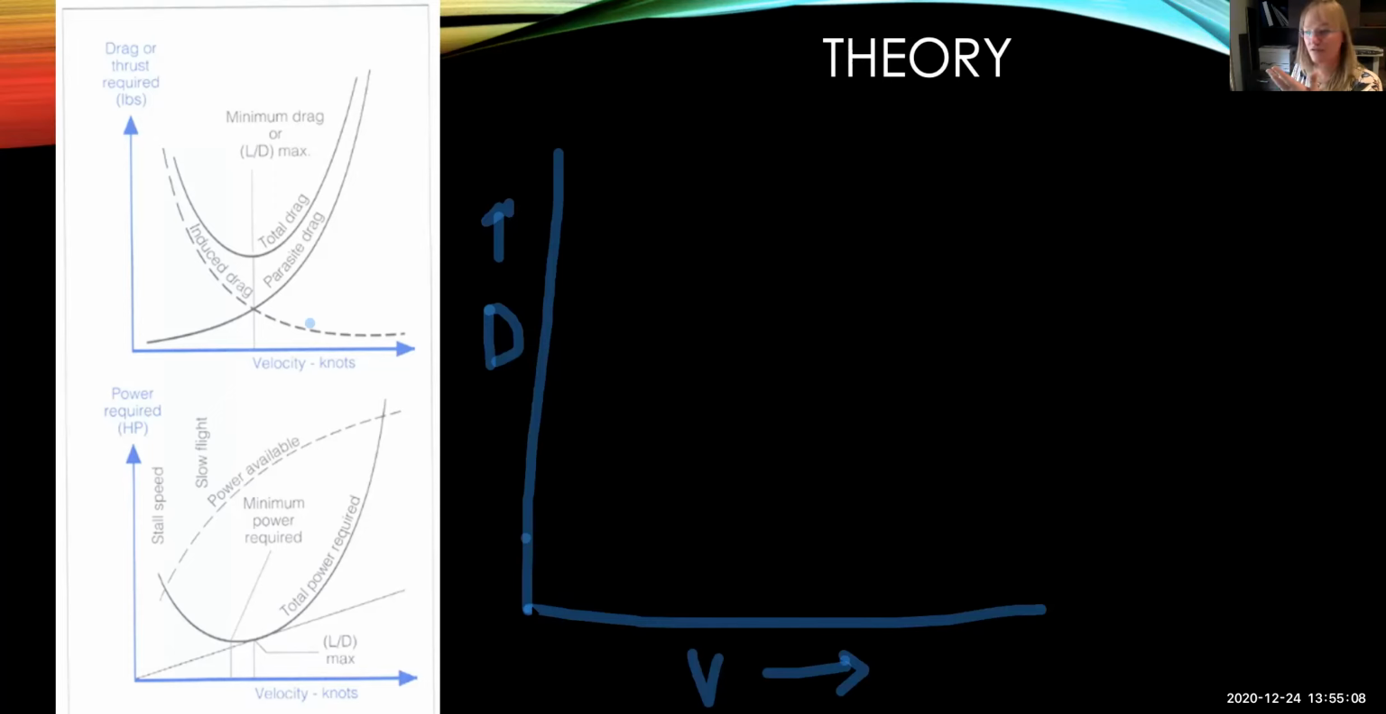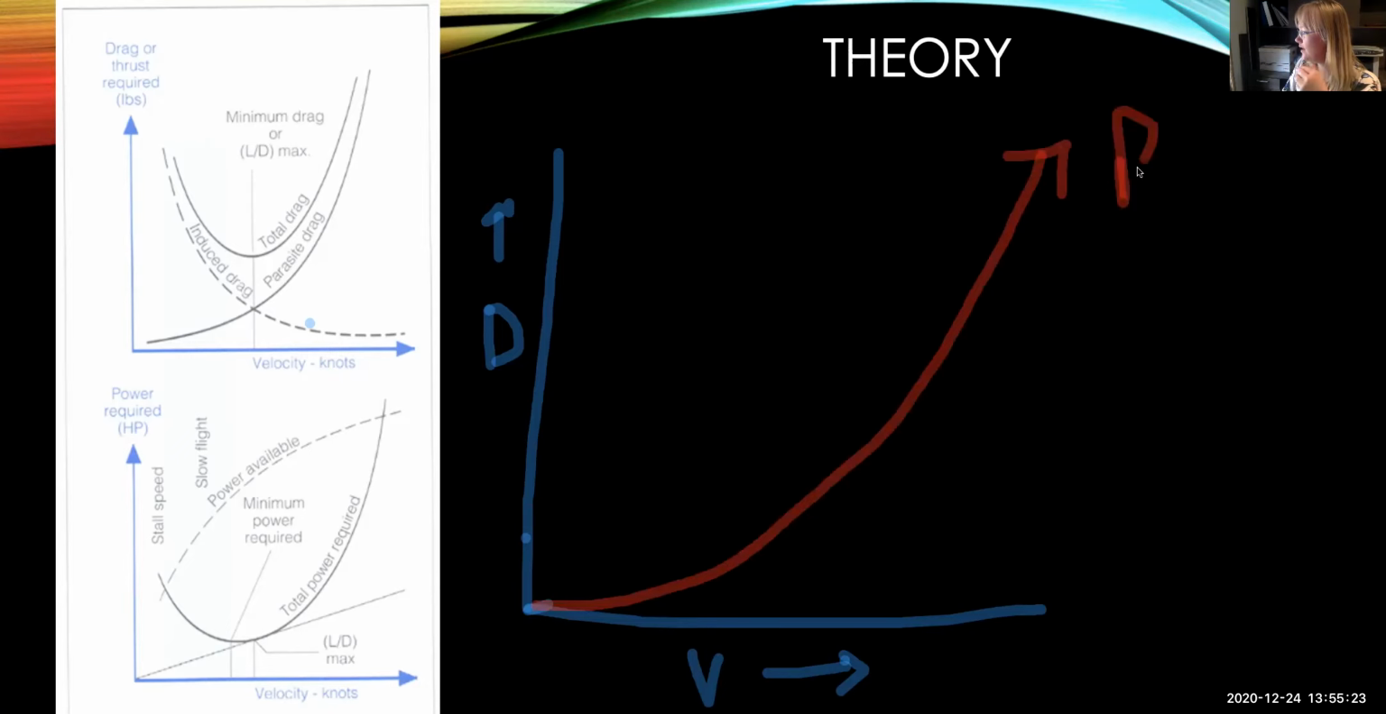Then you ask, as we go faster and faster and faster, how much parasite drag do we have? And they're going to say, well, we're going to get more and more and more. And you're going to say, yay, and you're going to high five. So the faster we go, the more parasite drag that we have. And this one is labeled parasite drag. And you're like, high five, great.